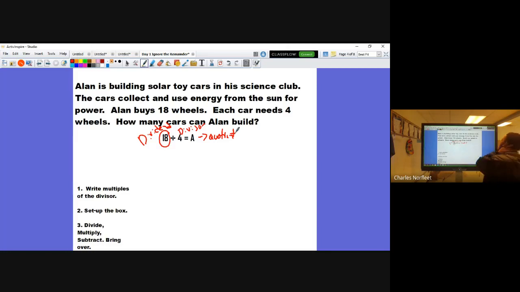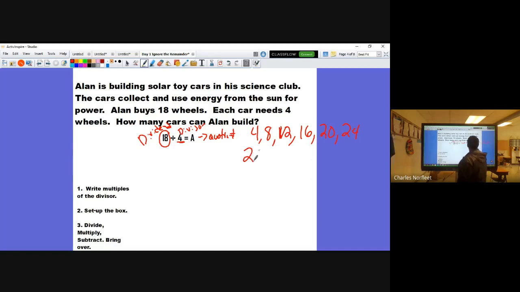All right, so after we label, the first thing we do is write the multiples of the divisor. The divisor here is 4. I'm going to write the multiples of 4. I have 4. 4 plus 4 is 8. 8 plus 4 is 12. 12 plus 4 is 16. 16 plus 4 is 20. 24, 28, 32, 36, and 40. So I've written the multiples.